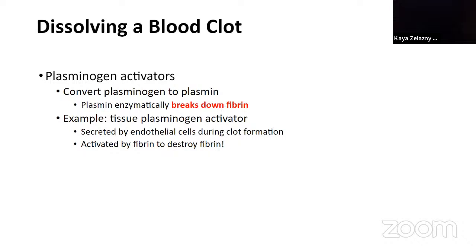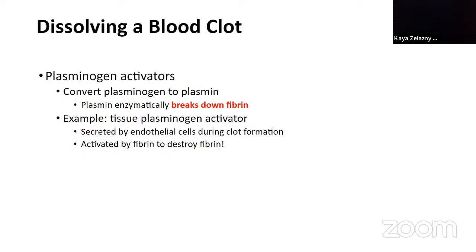It has an inactive form called plasminogen. Just like we had fibrinogen as our inactive form of fibrin, plasminogen is our inactive form of plasmin. The plasmin is going to break down the fibrin clot. And we do need to activate plasminogen to turn it into plasmin. One way we can do that is with tissue plasminogen activator. That's just an example of how we would activate this. Tissue plasminogen activator, or TPA, is another thing that's secreted by healthy cells, healthy endothelial cells.